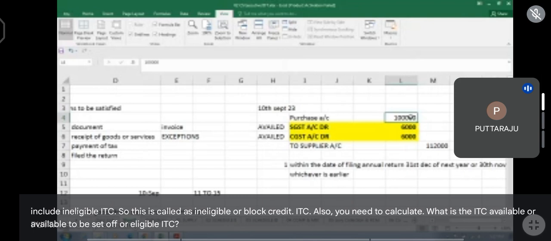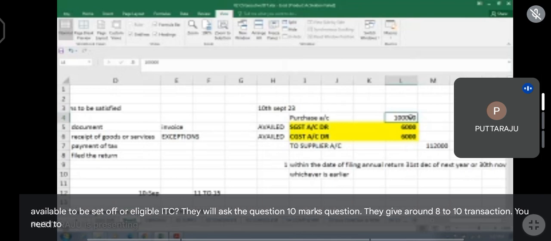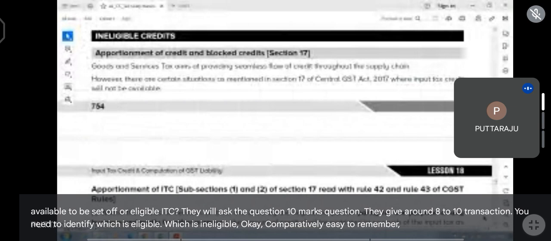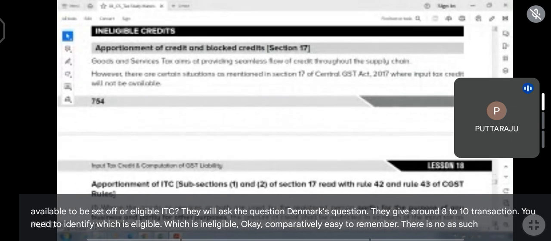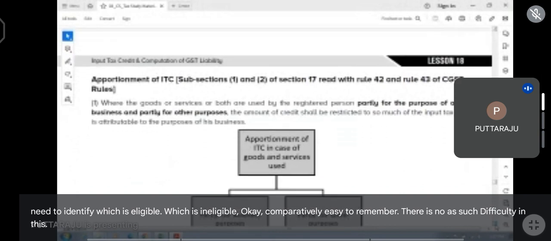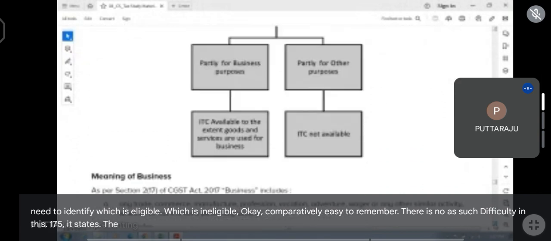They will ask the question. 10 marks question. They give around 8 to 10 transactions. You need to identify which is eligible, which is ineligible. Okay. Comparatively easy to remember. There is no as such difficulty in this. 17.5 it states the block credit.